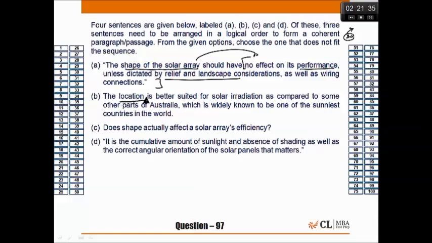The location is better suited for solar irradiation as compared to some other parts of Australia, which is widely known to be one of the sunniest countries in the world. This talks about location, where it should be suited. Does the shape actually affect the solar array? It talks about shape. Shape actually affects solar array efficiency. Okay, it is the cumulative amount of sunlight and absence of shading as well as the correct angle of the solar panel. So it's again shape. So it talks about shape, location, out of place. B.